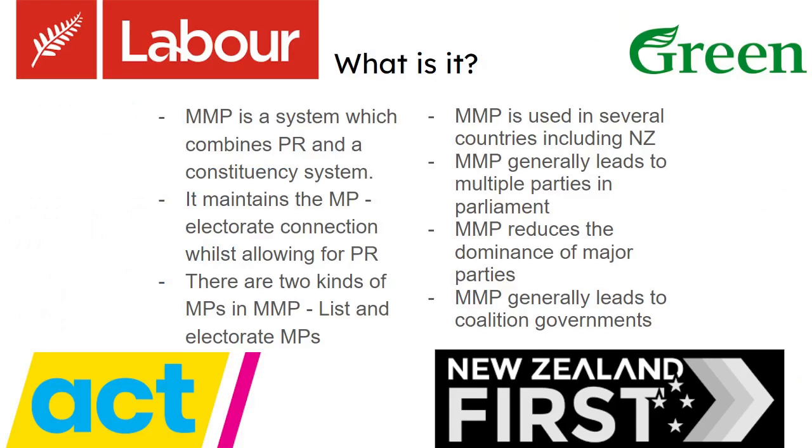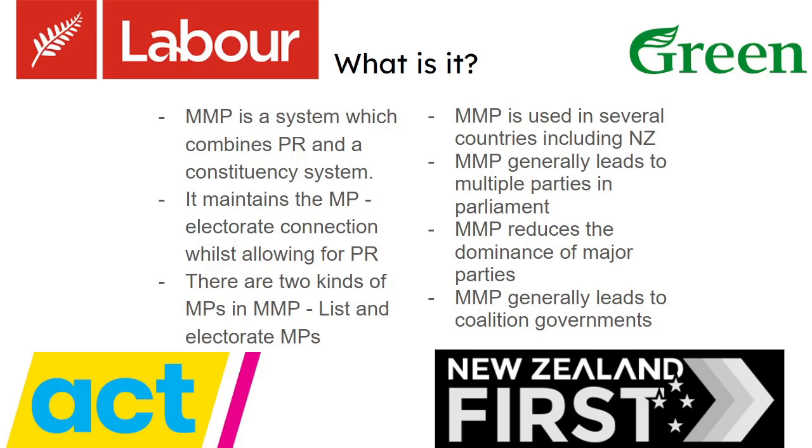So what is it? MMP is a system which combines proportional representation with a constituency system. It manages to maintain the MP electorate connection whilst allowing for proportional representation. And due to this, there are two kinds of MPs: list MPs and electorate MPs who have won an electorate, a constituency. Well, the equivalent of a constituency.